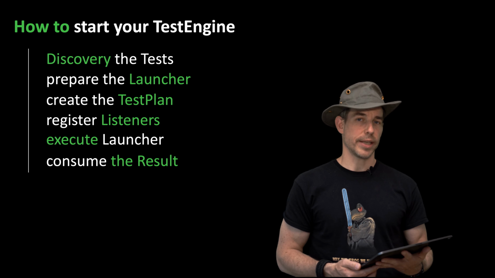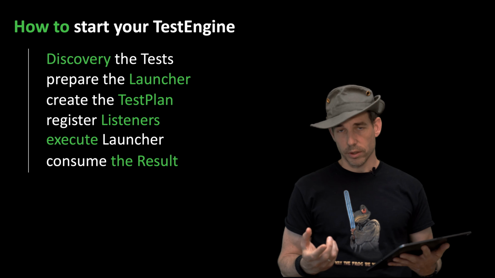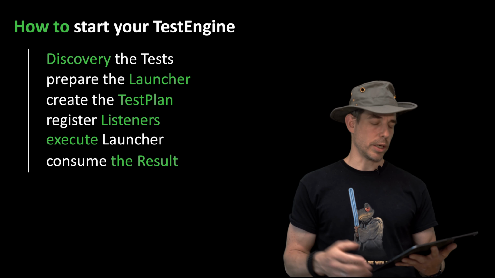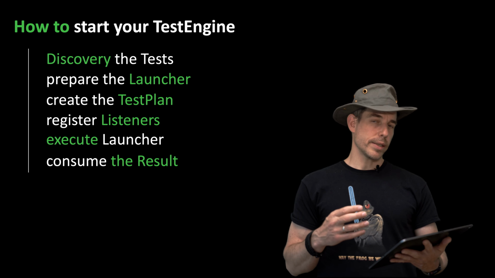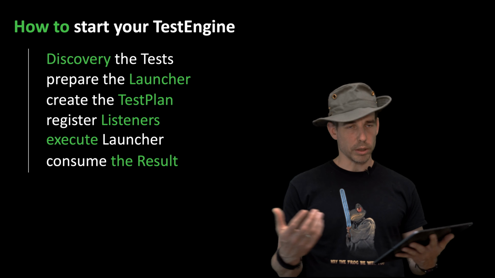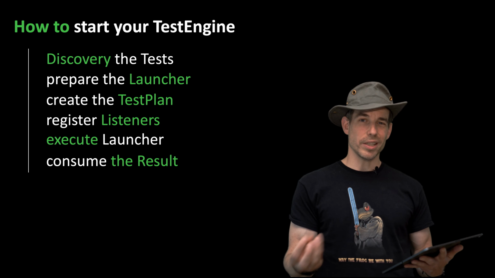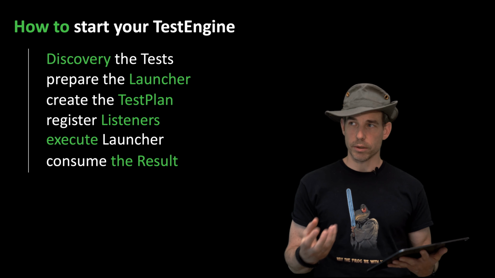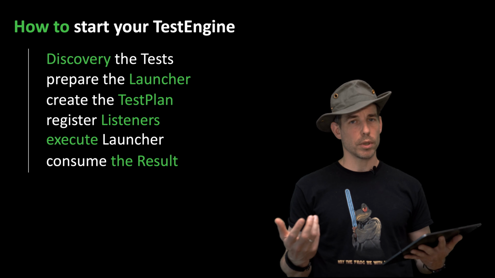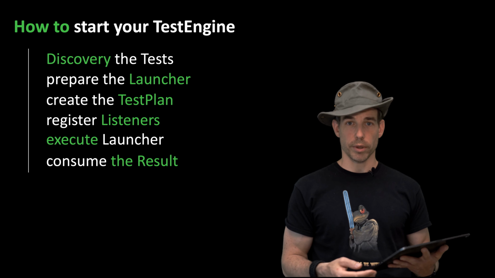How to start a test engine. After we know now how to test a test engine, it makes sense to understand how to ramp up the default test engine and then your own one. The test engine itself will discover the tests. So what is the amount of input or the amount of test cases for me? Then you have to prepare the launcher. You're creating the test plan itself. The test plan is a tree with information about in which order I should execute what type of test and what is the input information I have for this test.